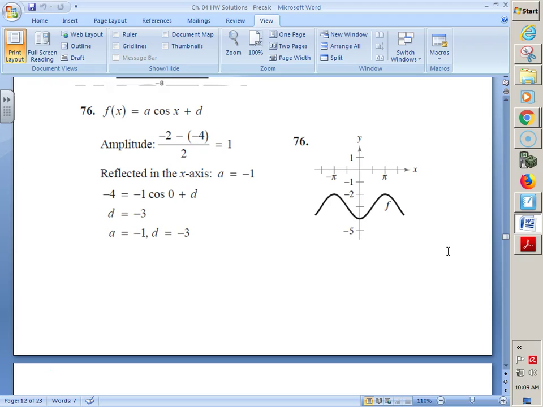So this one said there was no shift, and if there was no shift, what's weird about this guy? Cosine should start at the top. He starts at the... Oh, I need a negative because of that. The amplitude was 1, but I need a negative in there because my cosine got flipped. And d was, what's halfway between -2 and 4? -3.